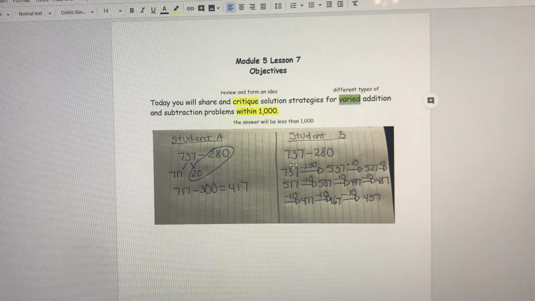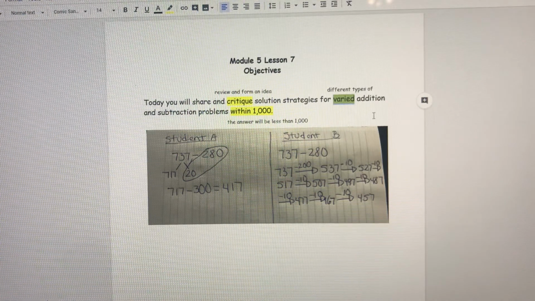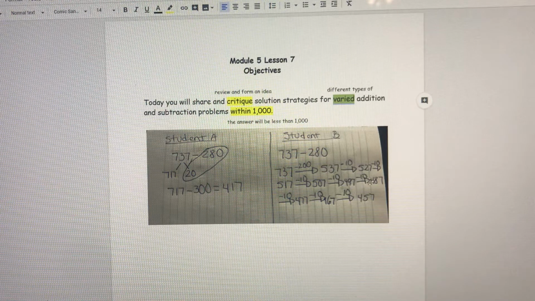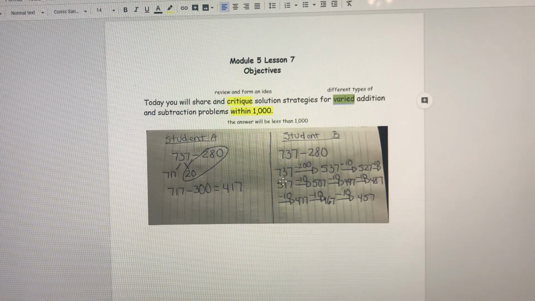Student B solved the same problem, 737 minus 280, but student B decided to use the arrow way. Student B started at 737, took away the 200 in the hundreds place, and then took the tens away. There are 8 tens, so student B should have drawn 8 arrows that said minus 10. Let's check that. 1, 2, 3, 4, 5, 6, 7, 8. Student B did that. Now let's see if the math is accurate.